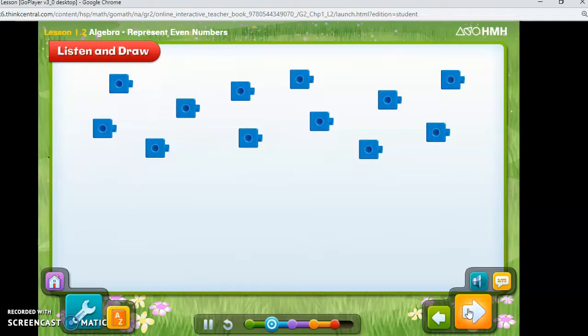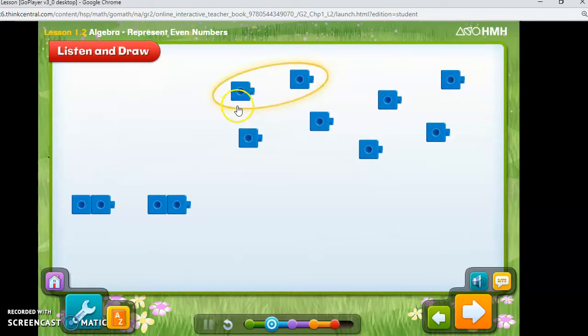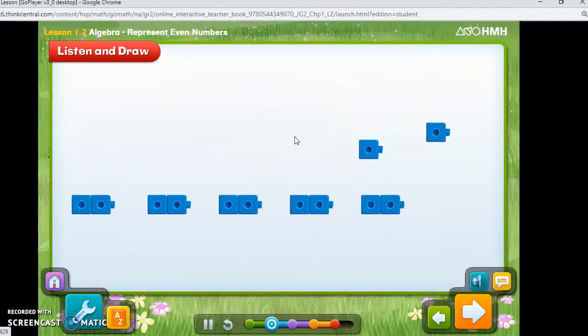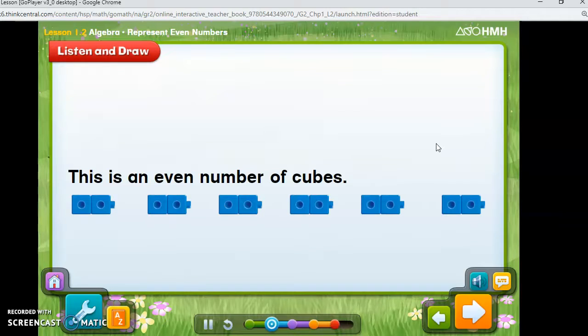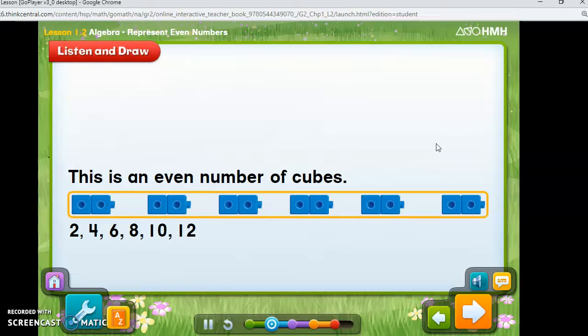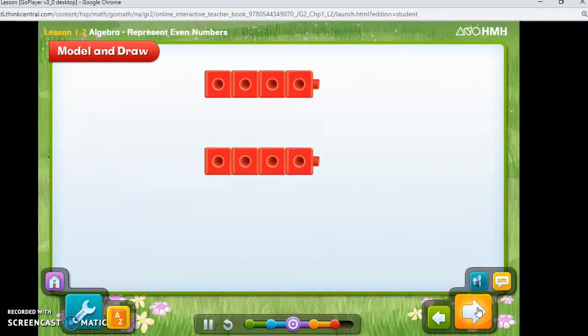Is this an even number of cubes? An even number of cubes.